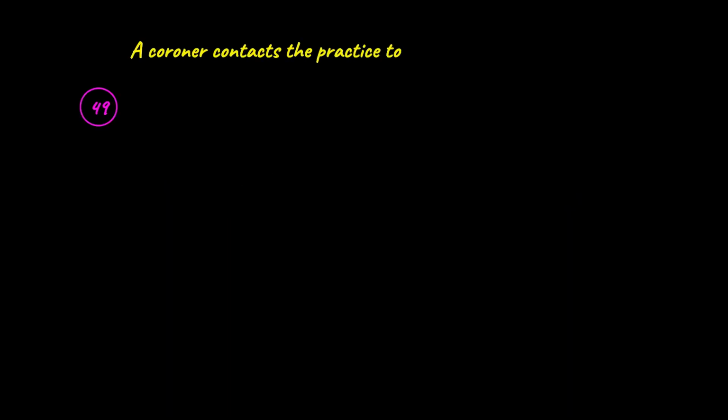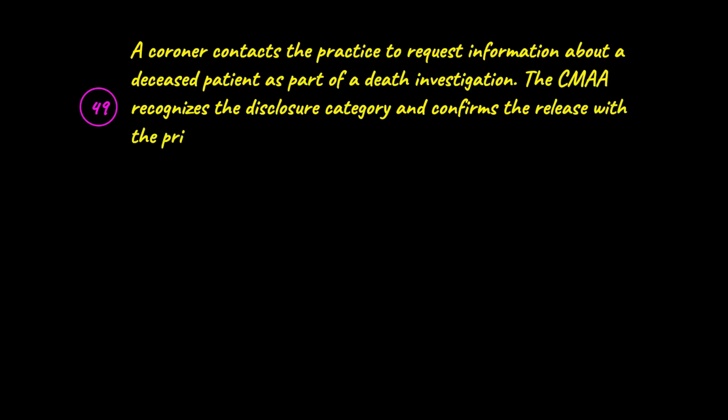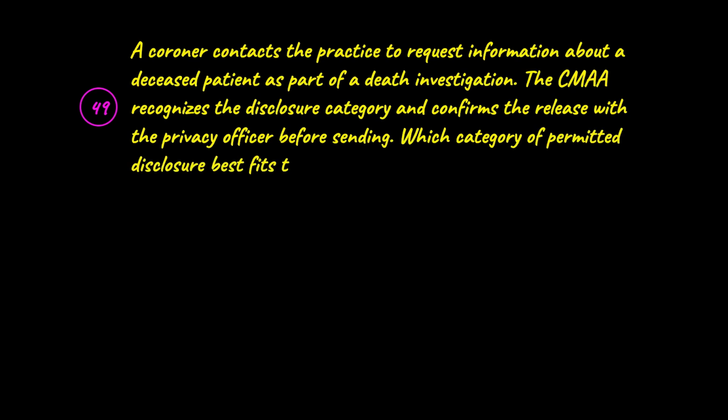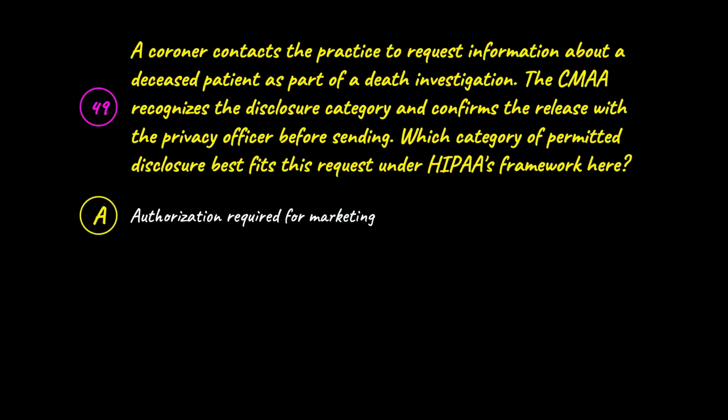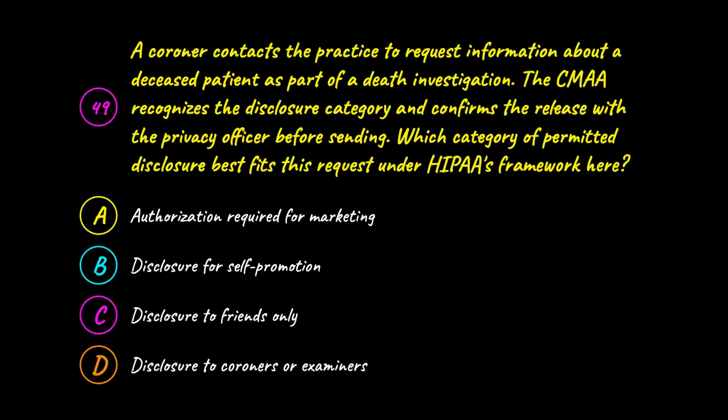Question 49. A coroner contacts the practice to request information about a deceased patient as part of a death investigation. The CMAA recognizes the disclosure category and confirms the release with the privacy officer before sending. Which category of permitted disclosure best fits this request under HIPAA's framework here? Your options are A. Authorization required for marketing. B. Disclosure for self-promotion. C. Disclosure to friends only. D. Disclosure to coroners or examiners. Which one is it? Pause the video if you need more time.